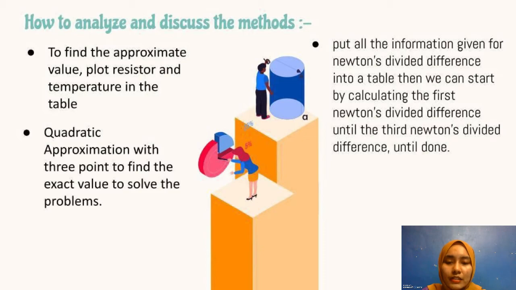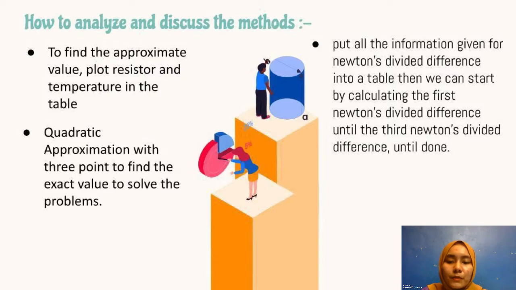How do we analyze and discuss the method? So first, to find the approximate value, plot resistance and temperature in a table. We'll use a linear approximation and quadratic approximation to find the approximate value after discovering that the value passed through a few points. So the first method, we choose second order, which is quadratic approximation that has 3 points to find the exact value to solve the problem.